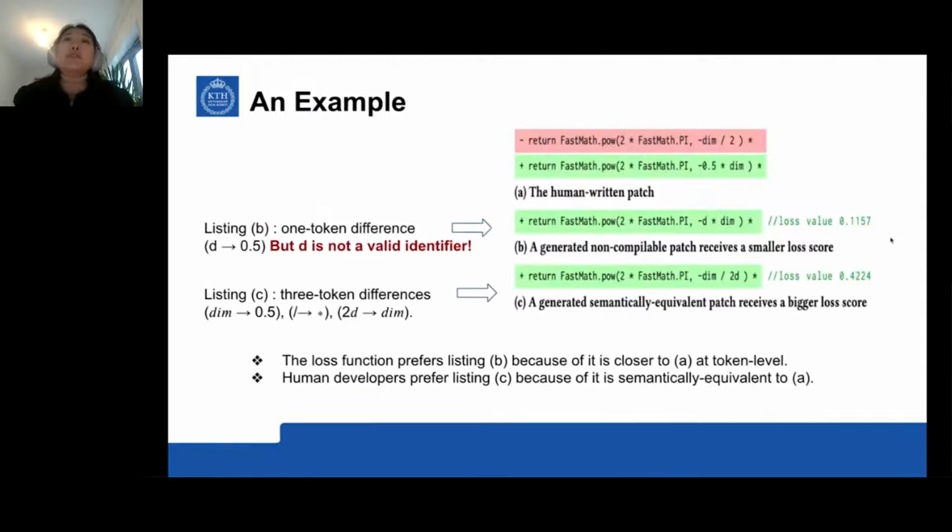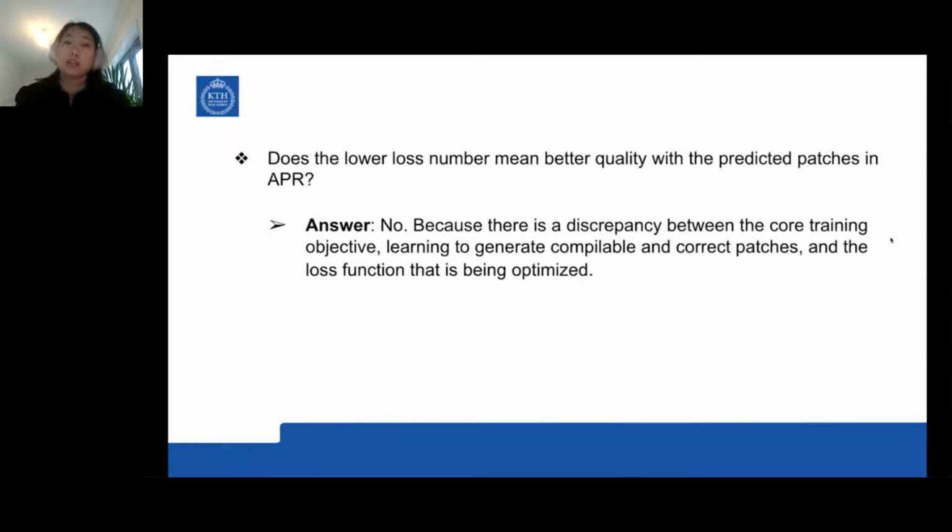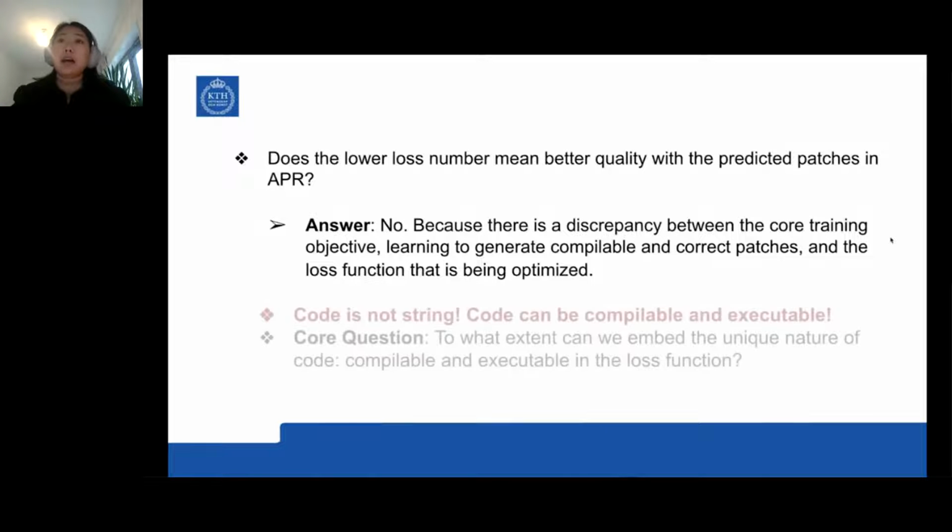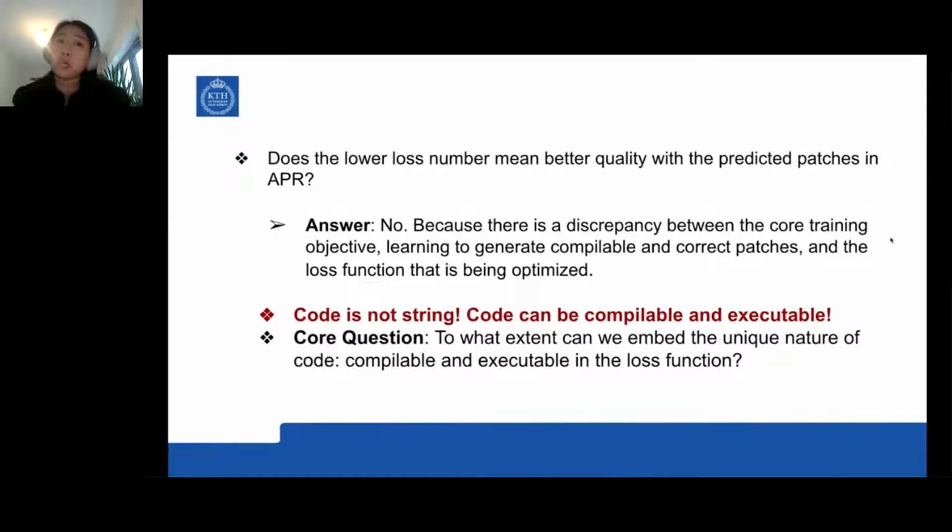So here comes our motivating example. There are two patches given here. Listing A is a semantically equivalent patch, which receives a bigger loss score. Listing B is actually a non-compilable patch, but it receives a smaller loss score, meaning the model favors listing B, the non-compilable patch, because it has only one token difference and the other has more token differences. This explains that we cannot rely purely on cross entropy and purely syntactic training objectives, because code is not a string. Code can be compiled and can be executed.